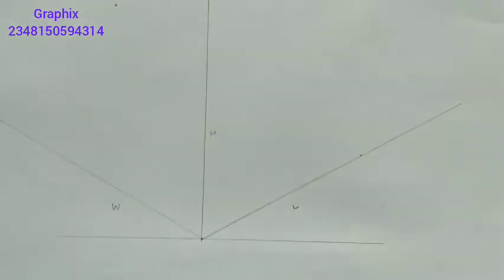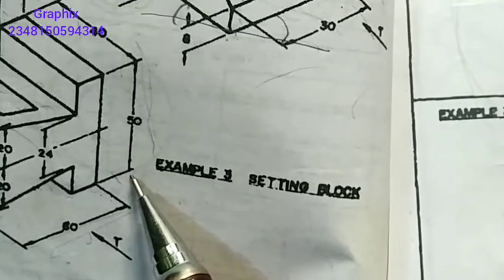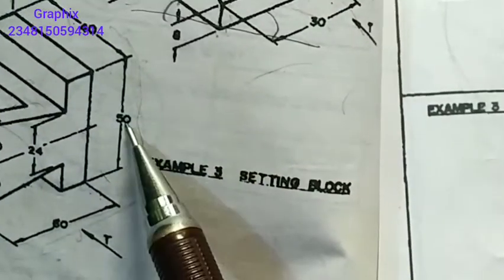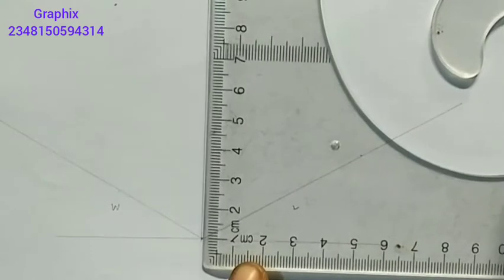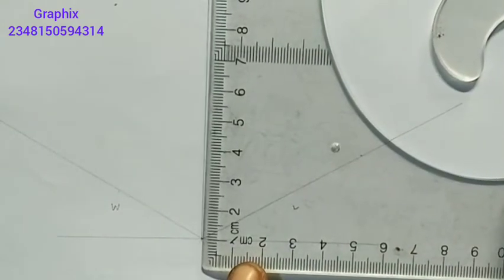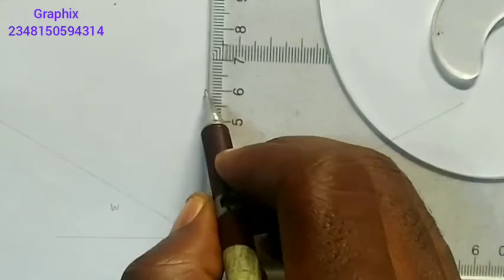Then the height is 50. If you look at it very well, the entire height is 50. From here up to here is the entire height, and that is what? 50. I'm going to measure my 50 from this point, starting from 1. So 1 to 6 is 50.